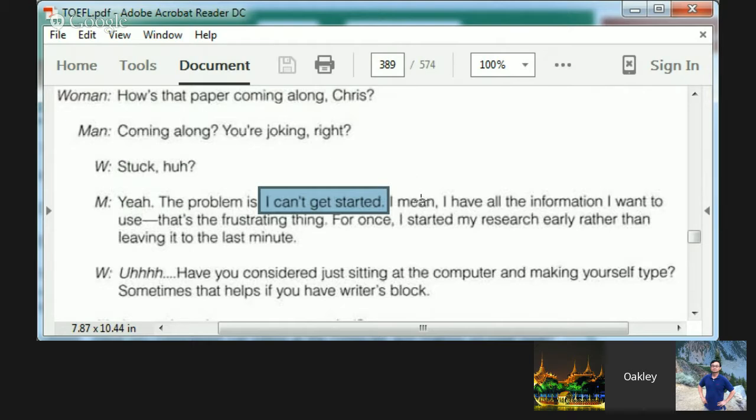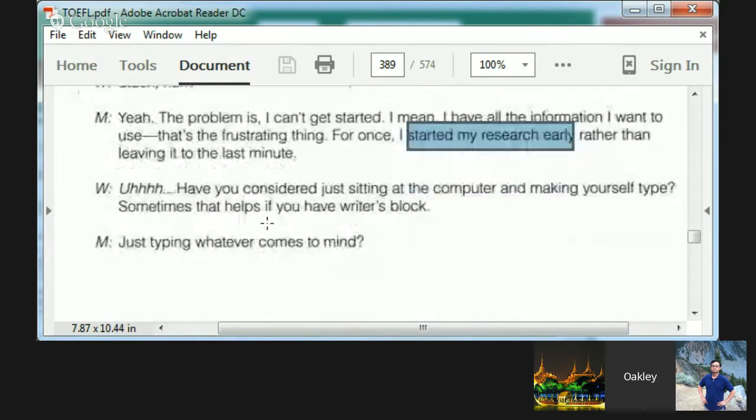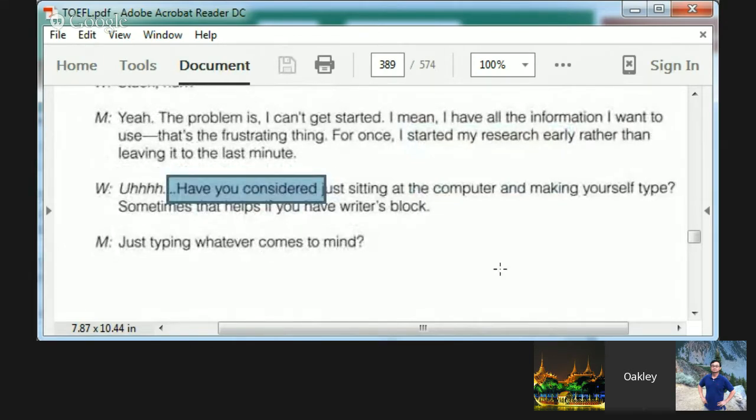Then, in general, they always do this. He'll give some more details about it. "I have all the information. That's the frustrating thing. I started my research early." Then, "Have you considered?" Another signal. Here it comes. Here comes a solution. We say, "Have you considered?"